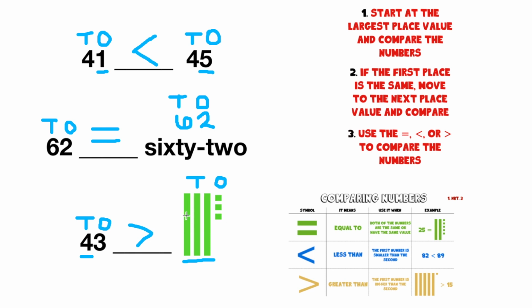So if we're going to count, I want you to count with me, remembering that these 10 rods, we count by tens and we count the units by ones. Let's begin. 10, 20, 30, 31, 32, 33. So I definitely agree that 43 is greater than 33.